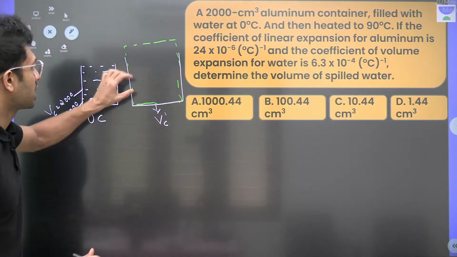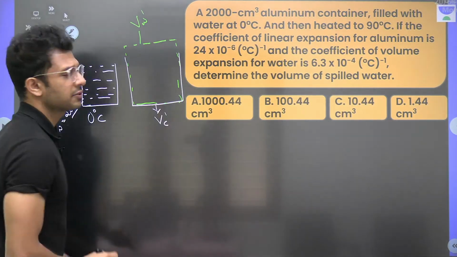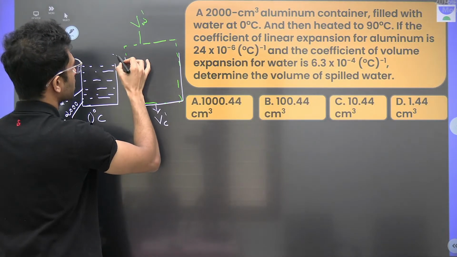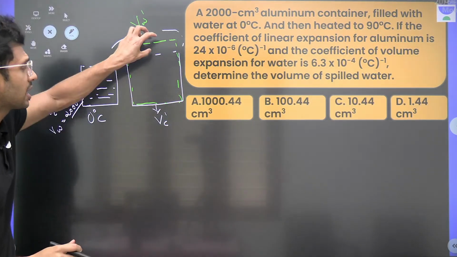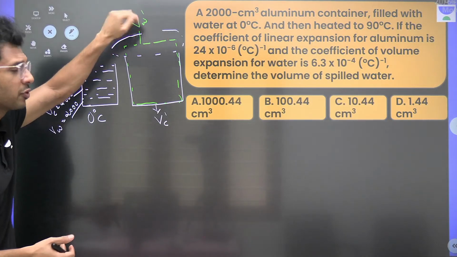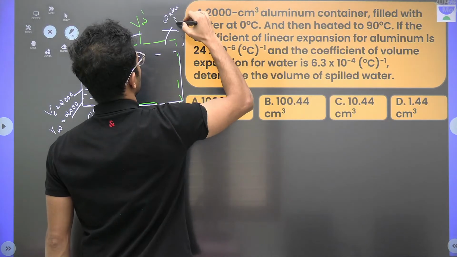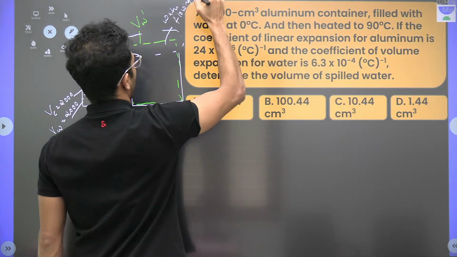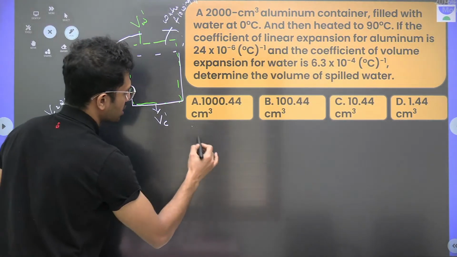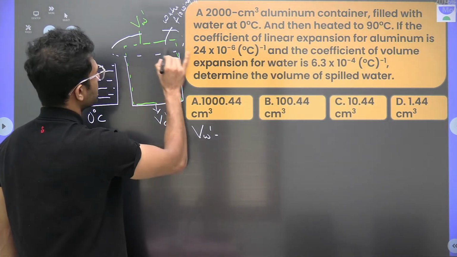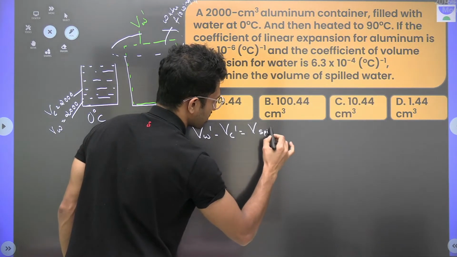Water has increased its volume to this much. This is the volume of water dash. Now, in this figure, can you see this much volume of water? That green colored portion of water is coming out of the container. So won't this water be flowing out? Yes. So this is water flowing. Tell me, how can we find out this much volume? From the total volume of water, that is VW dash, subtract the volume of the container. That will give you the volume spilled.